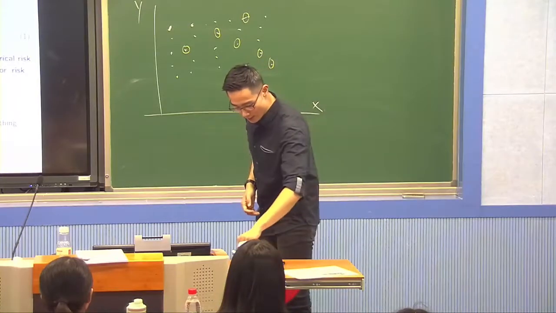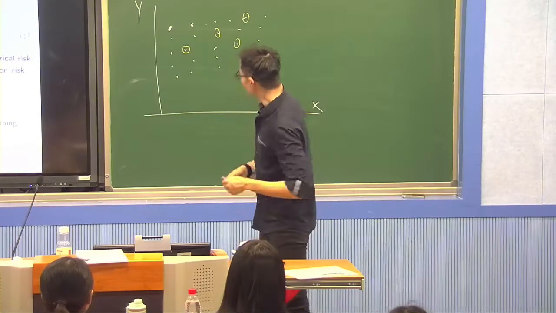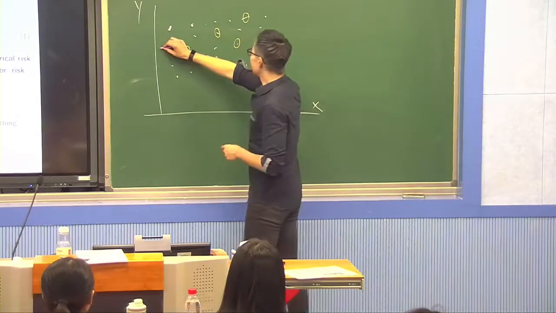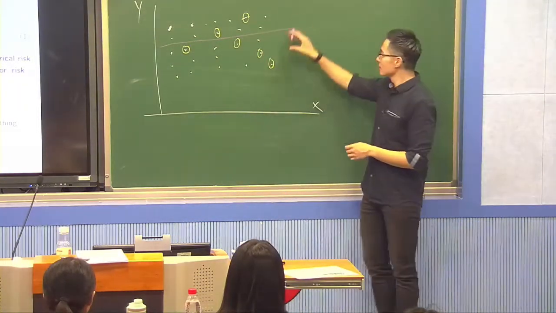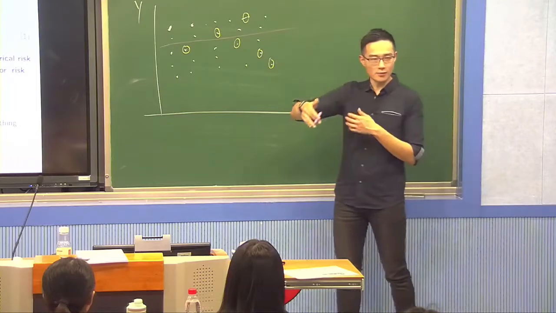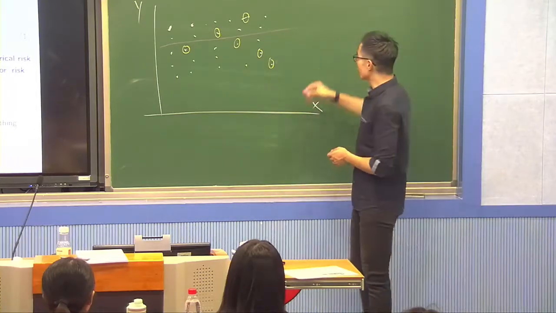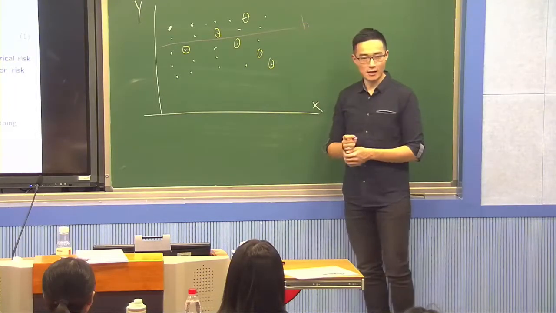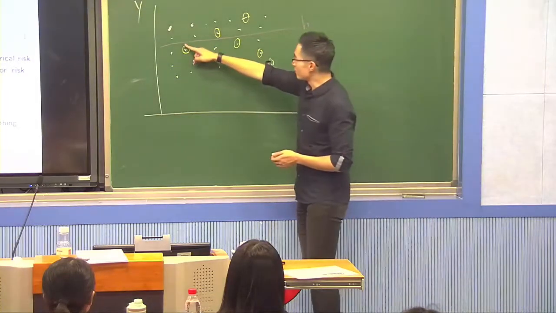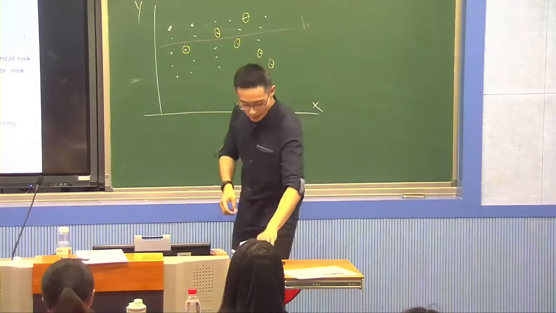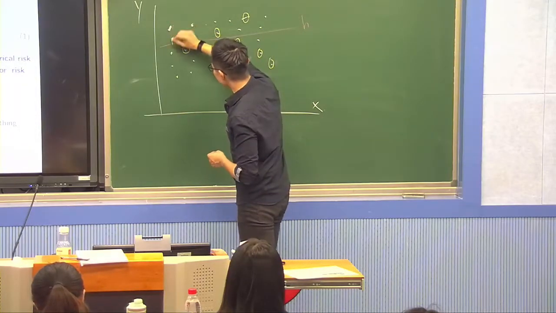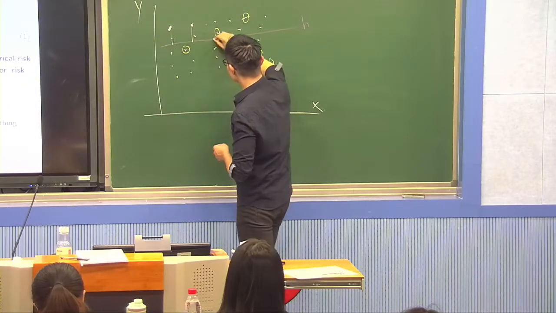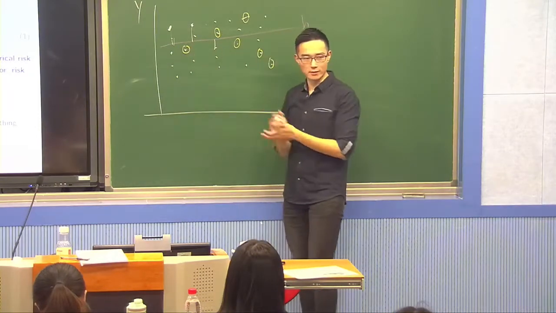Given any hypothesis, remember what a hypothesis is? Like this is a hypothesis. This is my hypothesis of the underlying relationship between x and y. So given any hypothesis, I can make errors. Here is the error that I make in the underlying data. So these are the errors I'm making in the underlying data.